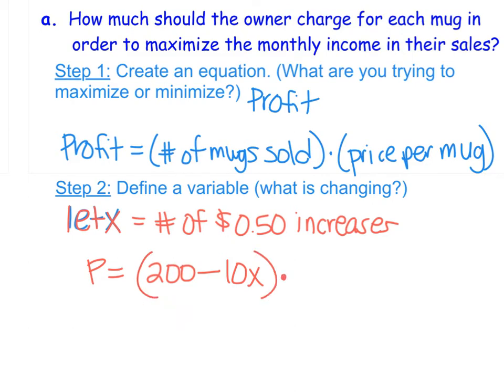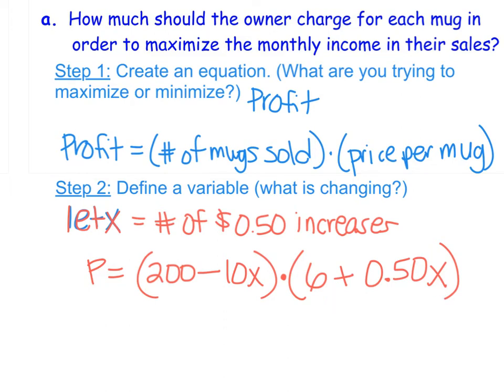We need to multiply that by the price per mug. So our starting cost for a mug is $6. So if there's no increase in price, this would zero out, and 200 times 6, it would make $1,200 right now. But we know that the price is changing. We're going to add to the price 50 cents per increase. So 0.50, or you can just put 0.5, times x. So this represents the price after so many increases, after x number of increases.